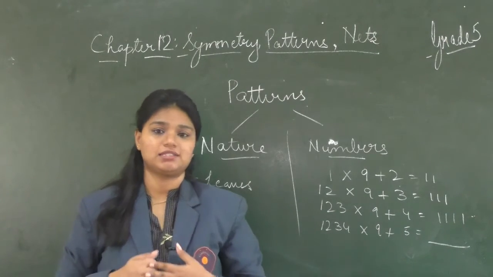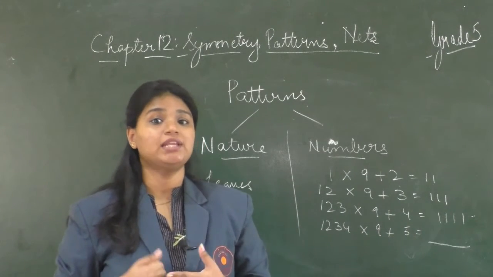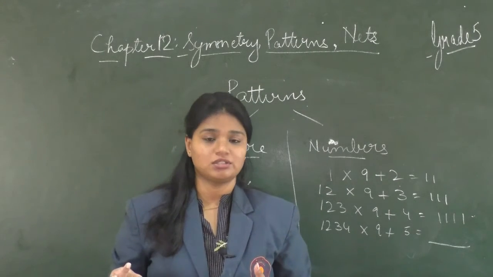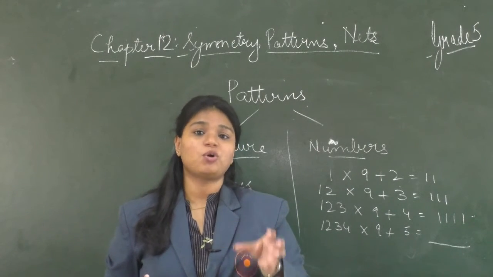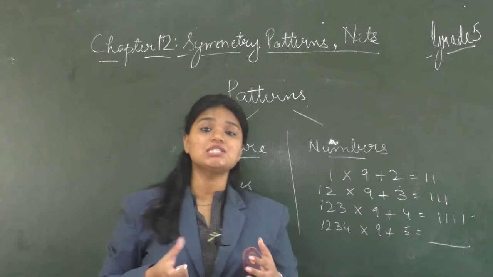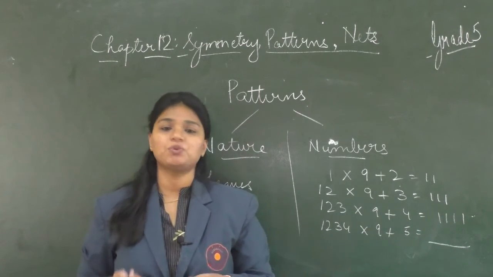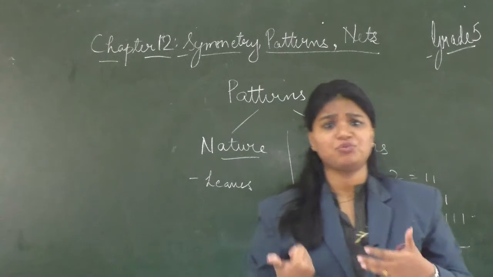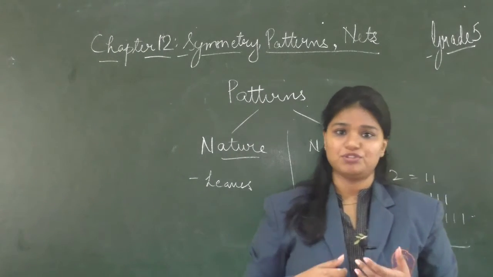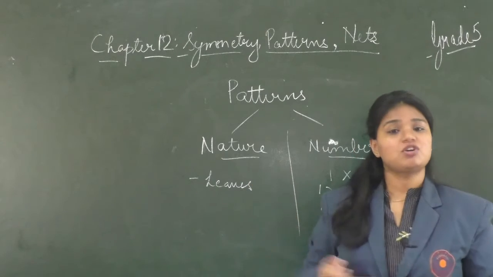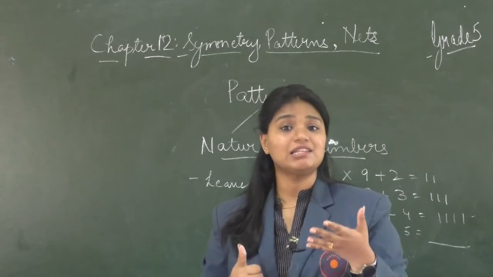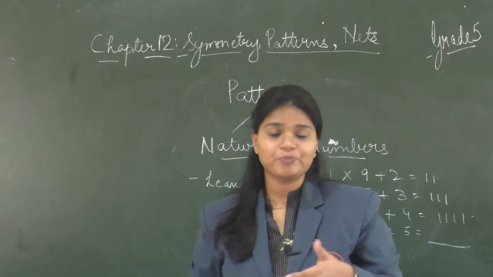Now what is a pattern? A pattern is formed when numbers or shapes are repeated in certain order, right? So when a certain order is repeated, a sequence is formed. Now that sequence is known as patterns. Now you can notice patterns around yourself and in numbers. For example, when we talk about patterns in nature, just look around yourself. Look at the leaves. There is a pattern in the leaves.